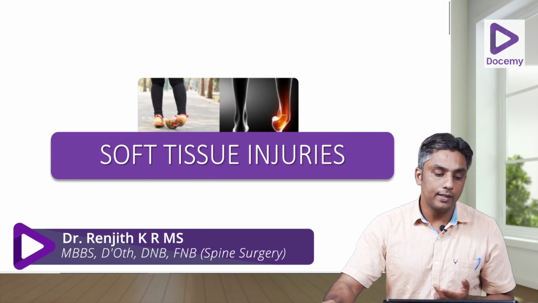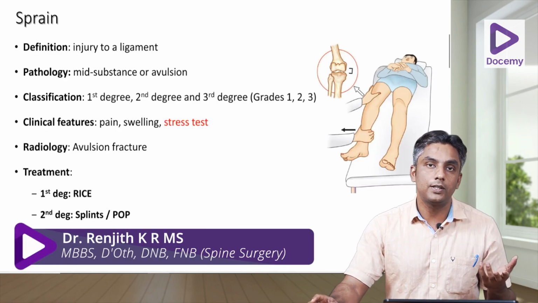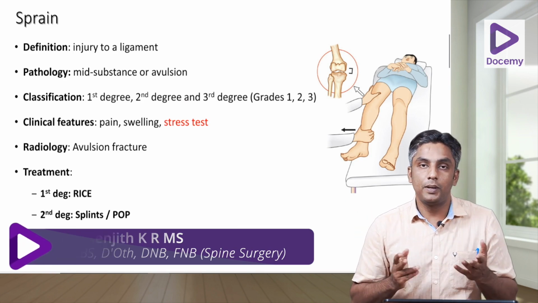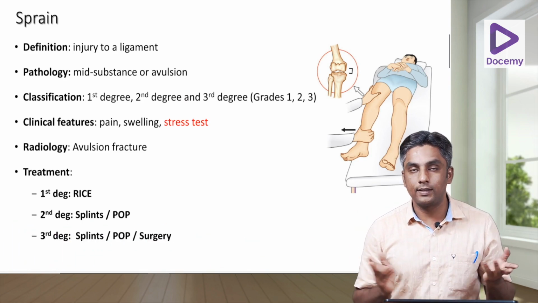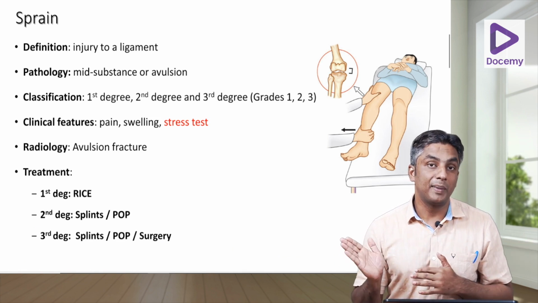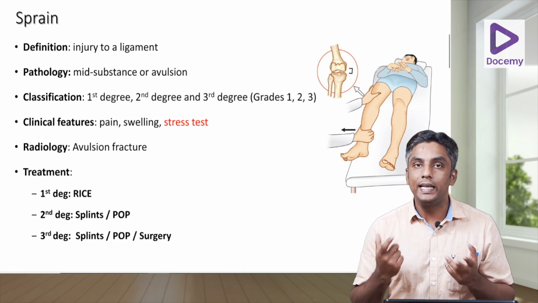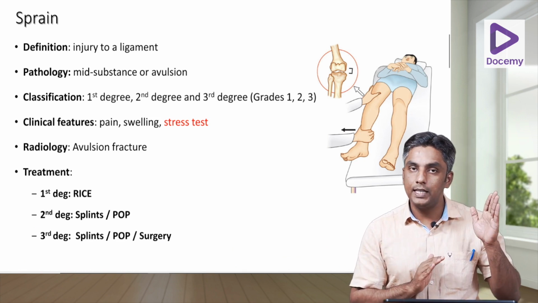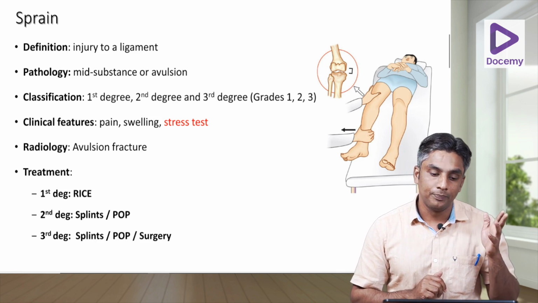So soft tissue injuries are among the commonest injuries you might have experienced, like the ankle sprain if you play football or other sporting activities like badminton. What's a sprain, and how does it differ from a strain? A sprain is an injury to a ligament, whereas a strain is an injury to a muscle. So the definition of a sprain is an injury to a ligament.